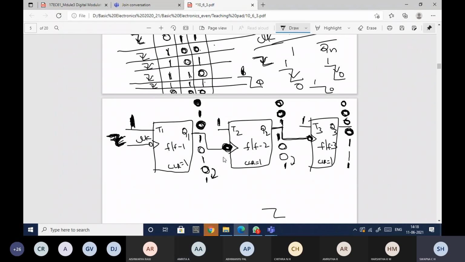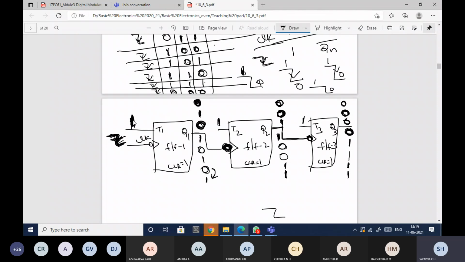Am I getting the correct clock? No. So what happens to the output? It remains the same. Previously it was 1, so again it will be 1 only. Now if you check Q2, Q2 is changing from 1 to 1. Am I getting the correct clock to flip-flop 3? No, ma'am. So the output is 1 only. Now if you observe, it is 1, 1, 1.